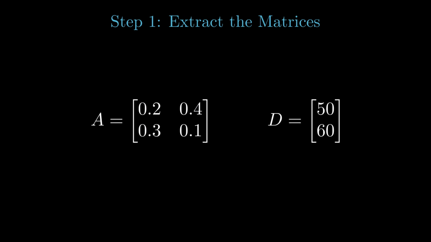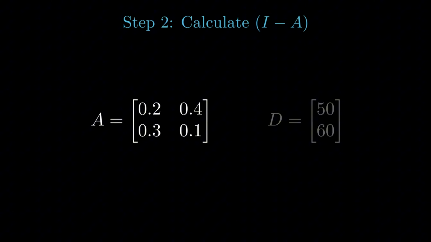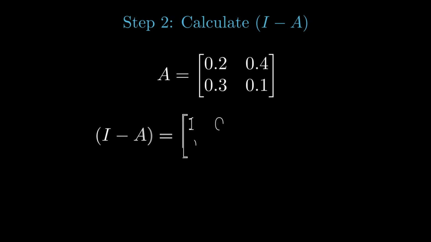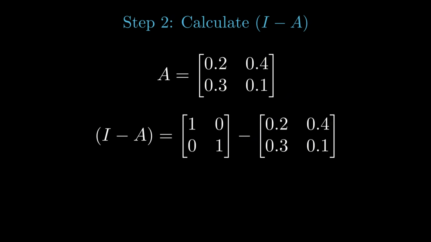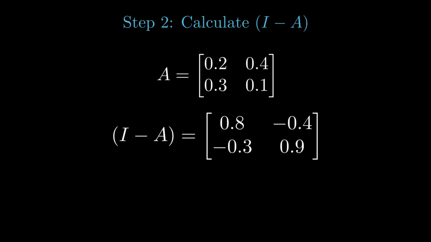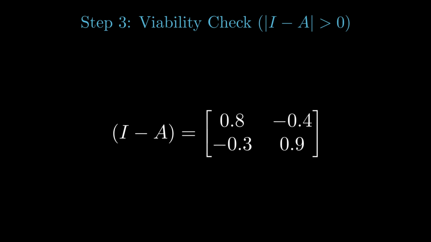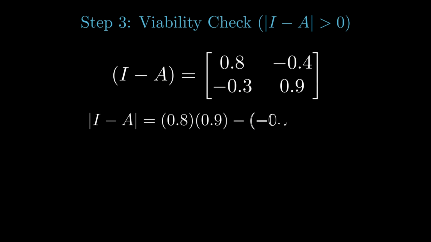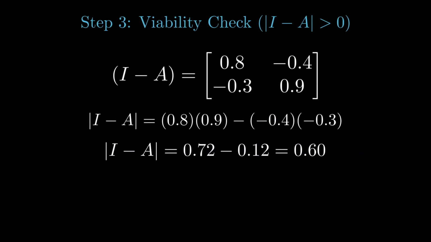Step 2. Calculate the difference of identity matrix and technology matrix. That is, subtract your recipe matrix from the identity matrix. Step 3. Viability check. Find the determinant of the difference of identity matrix and technology matrix. Here it is 0.60. Since 0.60 is greater than 0, the situation is viable.